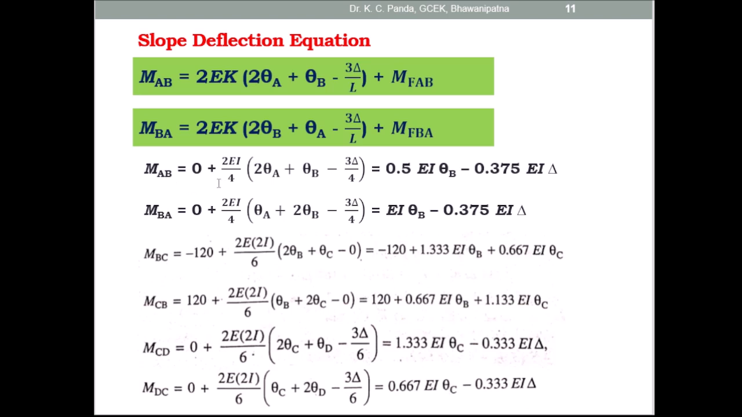As you know, MAB is equal to MFAB plus 2 EI by 4, 2 theta A plus theta B minus 3 delta by 4. But you know theta A is equal to 0 and delta you have to find out, so you only have to put theta A equal to 0. Then after simplification, MAB is equal to 0.5 EI theta B minus 0.375 EI delta.